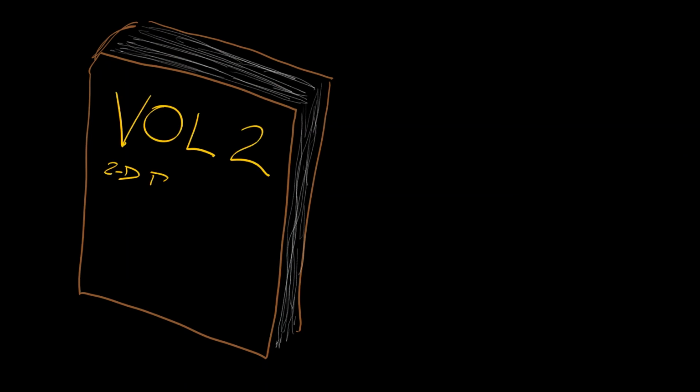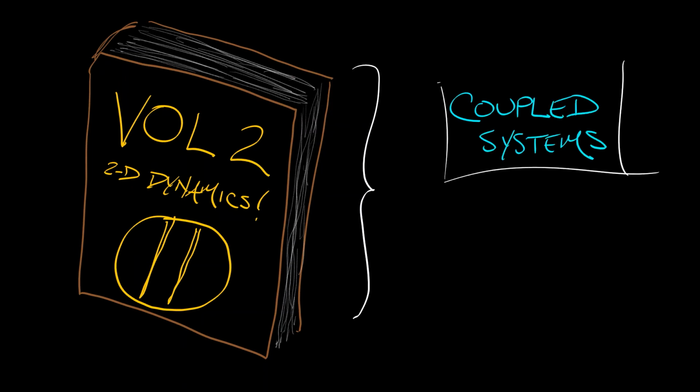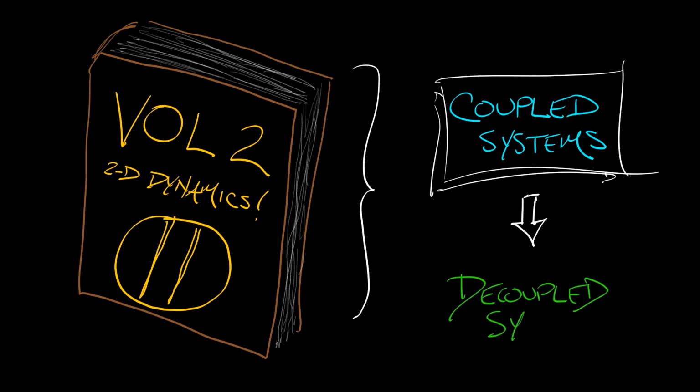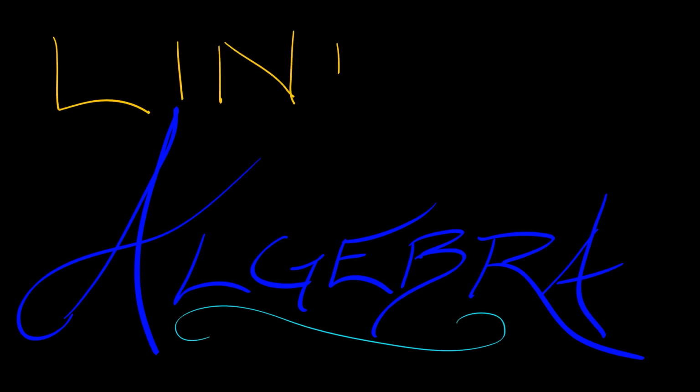But what we are going to be able to do is deal with fully coupled systems in a slightly more principled approach, an approach that involves, when possible, decoupling those systems and using what we know about 1D. That's the idea. Now, how are we going to do that? We're going to do it with algebra. Lots of algebra. Lots of linear algebra.